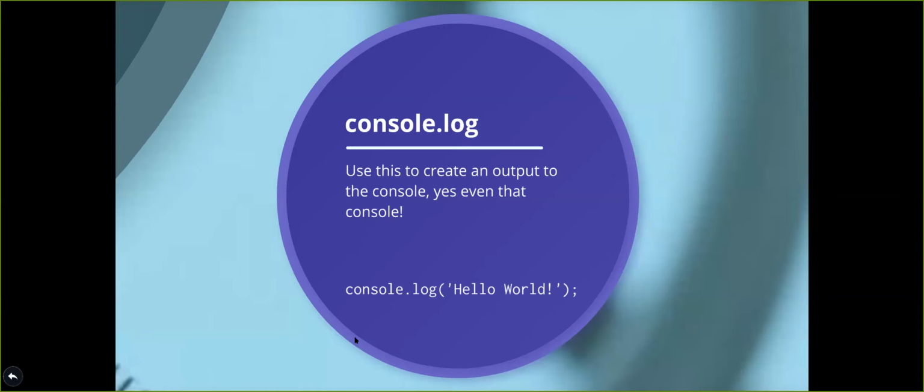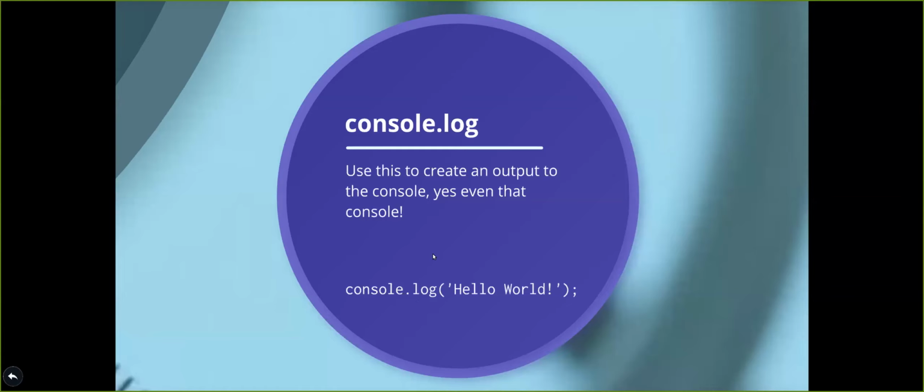So we're going to go to Visual Studio Code and we're going to type this out. Console.log, open parentheses, and then in quotes, just type hello world, close parentheses, and semicolon. Remember the semicolon. So let's all try that.